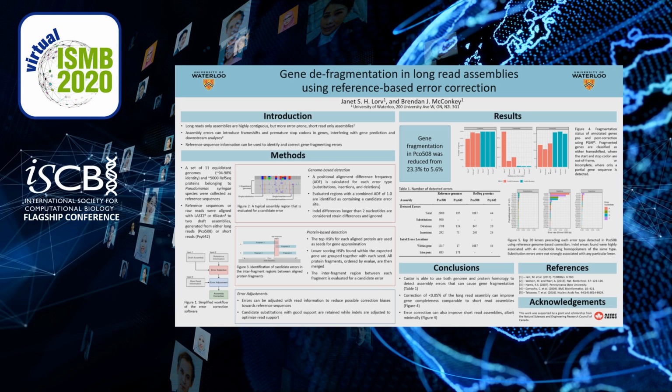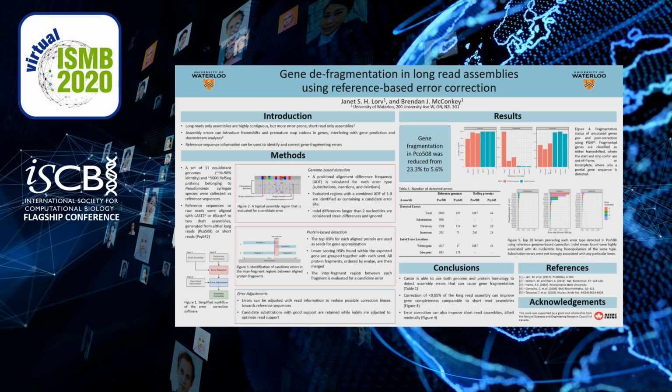What essentially happens is that the software takes in 3 inputs, 2 of them mandatory, 1 of them optional, and starts an error detection phase, followed by the optional error adjustment phase. And once the detected errors are finalized, the software then uses the detected errors to correct the draft assembly.